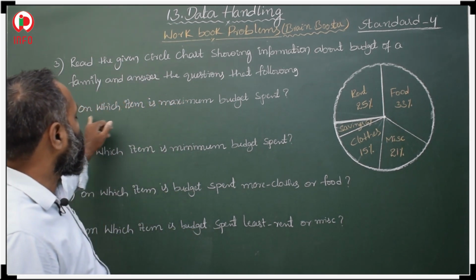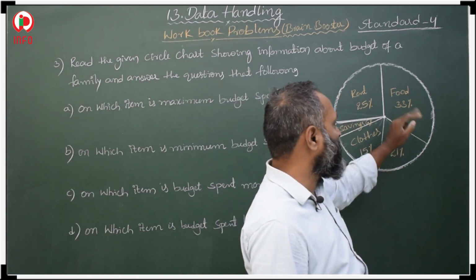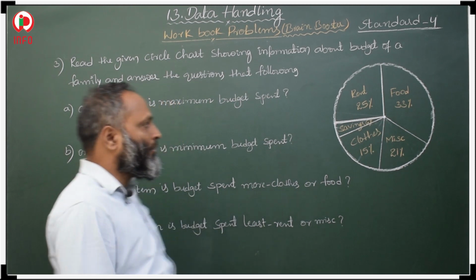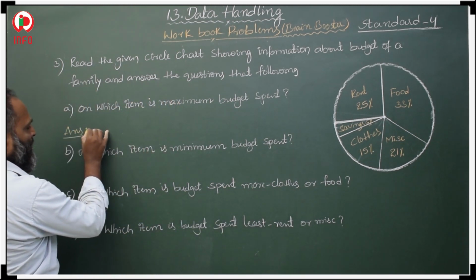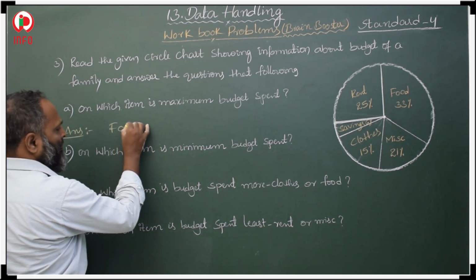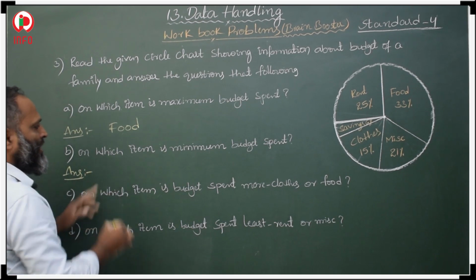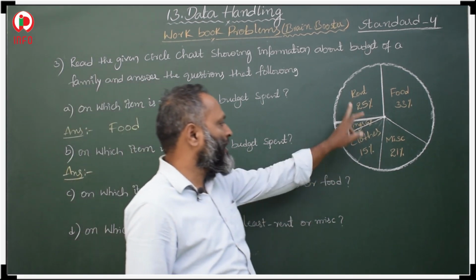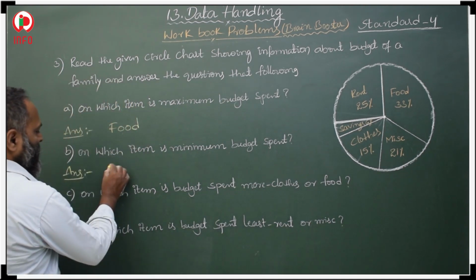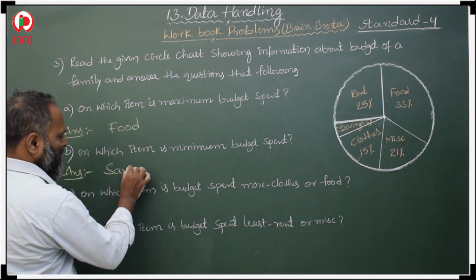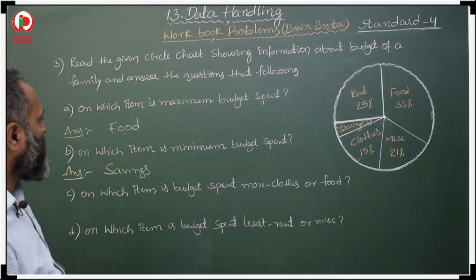Here, on which item is the maximum budget spent? Maximum budget, that is 33%. So that is spent on food. So they spent the maximum budget on food. Next, in the second one, on which item is the minimum budget spent? Minimum budget, that is savings. On savings they spend the minimum.